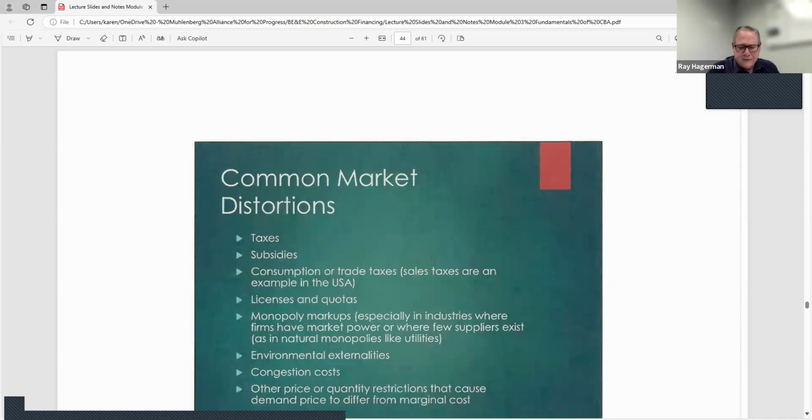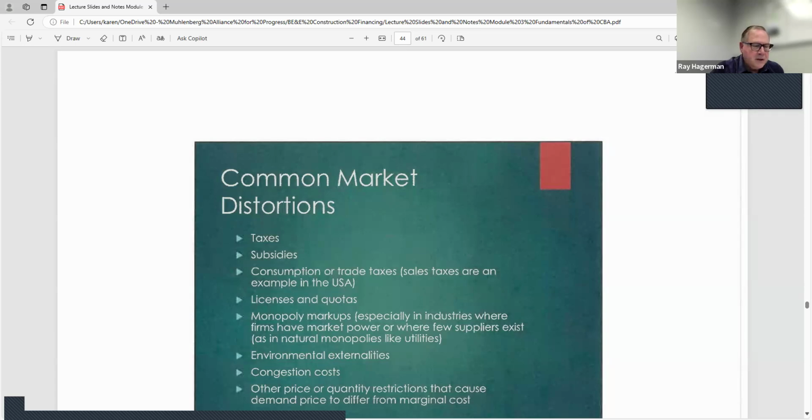All right, so let's turn from undistorted markets to distorted markets. We talked about these in the circular flow model, as to how these distortions happen, some of which are leakages, some of which are injections. We have taxes. Somebody has to pay that, right? Either the consumer or the producer does.